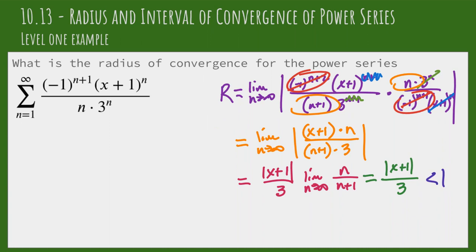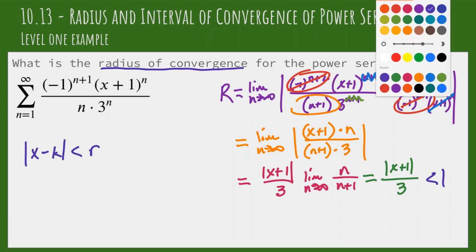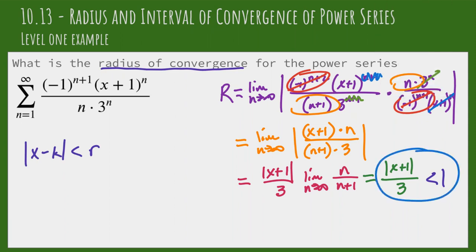Okay, so we found r, we found that limit, and then we set our result less than 1. And for the radius of convergence, all I need to do is get it in a form that looks like this: x minus something is less than r. I'm going to put r there. And once I have that, then r is going to give me that radius of convergence. So taking this expression right here and multiplying both sides by 3, we get the absolute value of x plus 1 is less than 3. So the radius of convergence is 3.